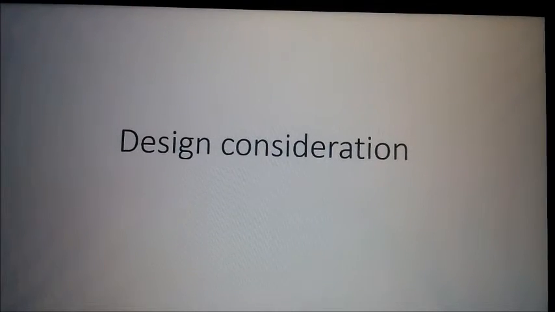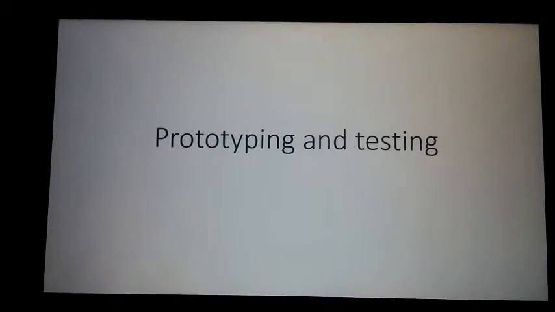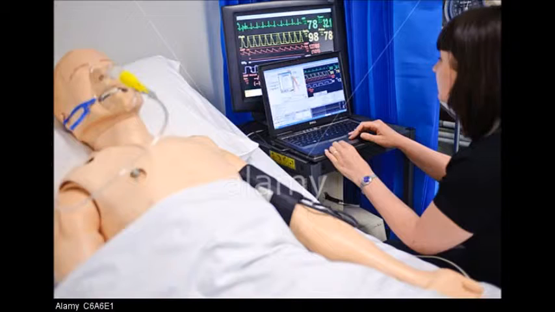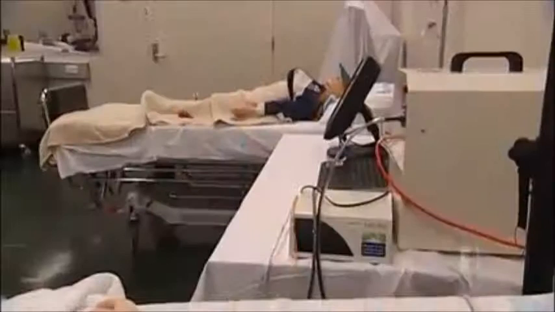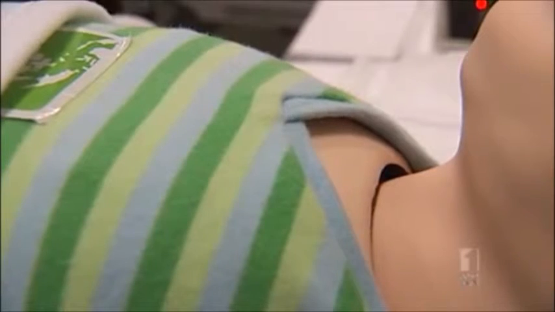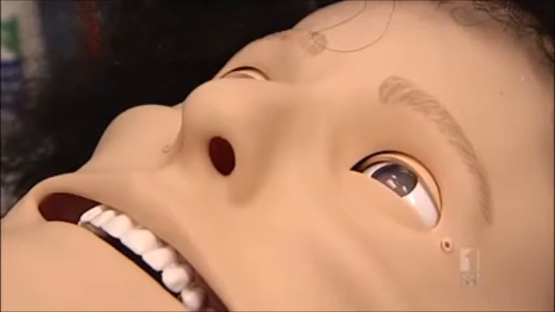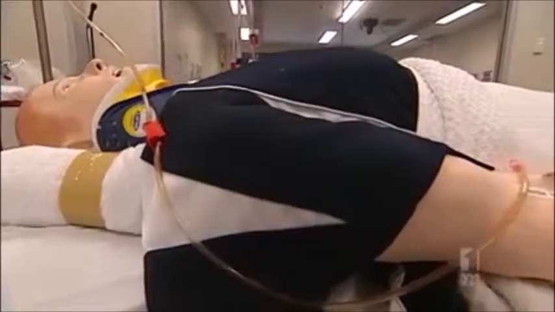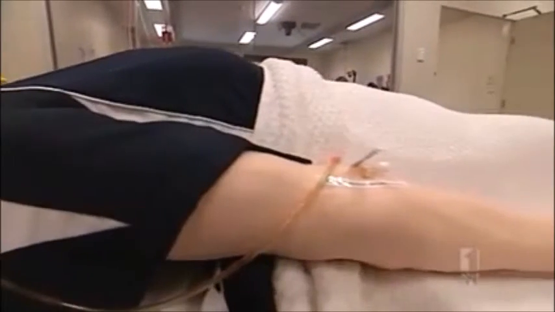Now, let's move on to prototyping and testing. When the prototype is ready, a test will be carried out. A dummy will be used during the test. The dummy, ranging from underweight to obese category, will be laid down on the bed to test out the limits of the sensor. The dummy will be attached to a monitor that can emit a real person's heartbeat. This is to simulate the real situation.